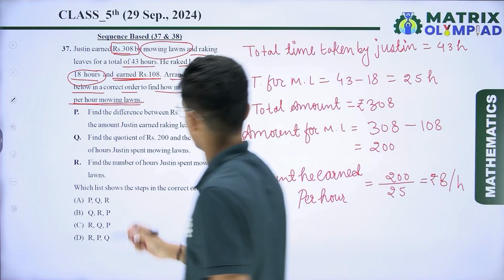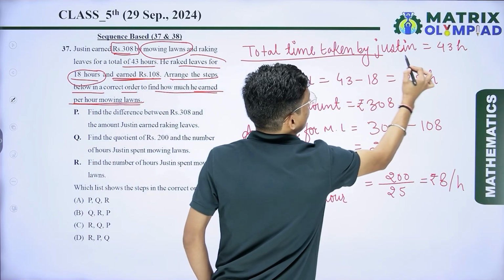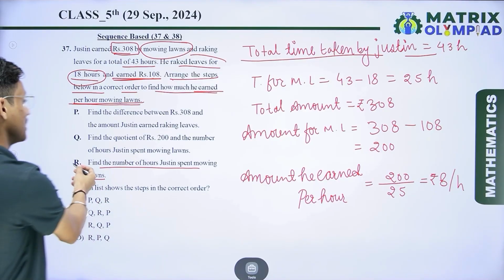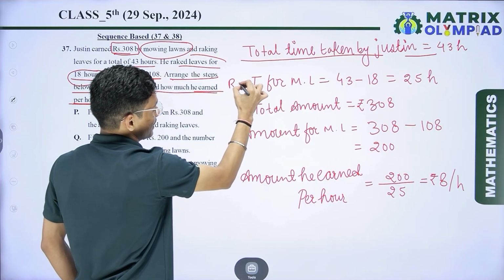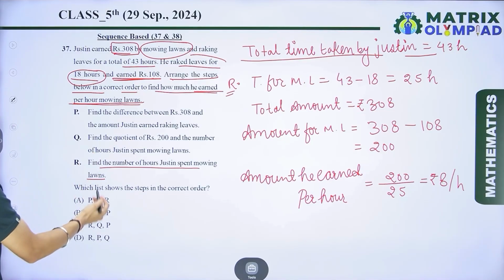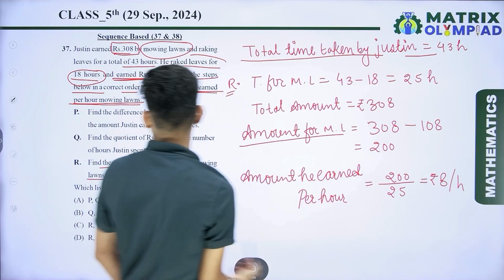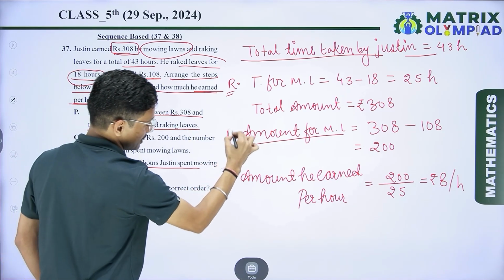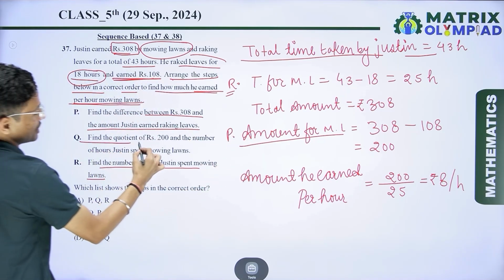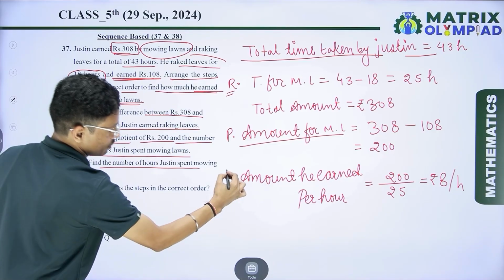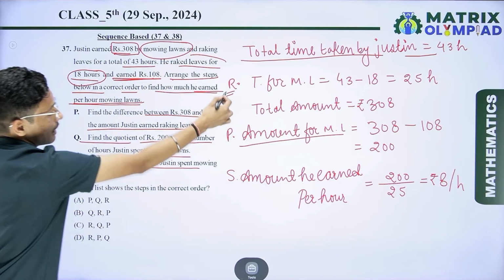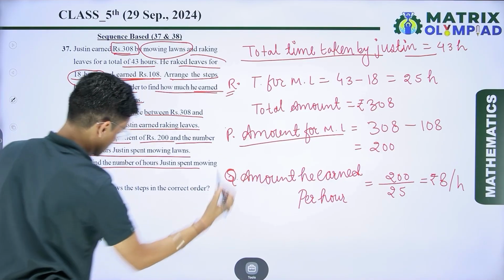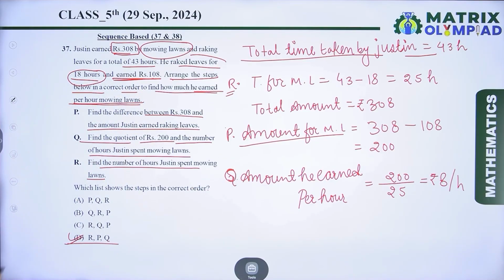Now the options. First we have to find the total time taken by Justin, the number of hours he took for mowing lawns, that is option R. So I can say that option R is this one. Now the next one, we have to find the amount for mowing lawns, so find the difference between 308 and the amount Justin earned. So here this one is option P. Now find the quotient of 200 and the remaining time, that is step Q. So here RPQ, sorry, not P, this is called RQP. So here option number D is the correct answer.